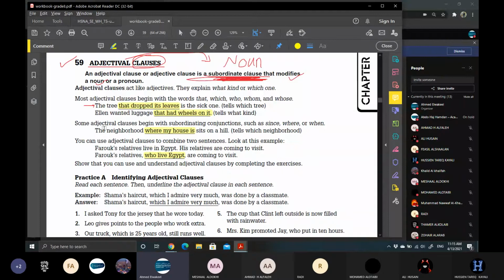And remember this, all these subordinate clauses shall describe the noun directly before them. So for example, here you have that dropped its leaves describes the tree. That had wheels on it, the luggage. Where my house is, the neighborhood. Who live in Egypt, my relatives. Always describes or modifies the noun before them.